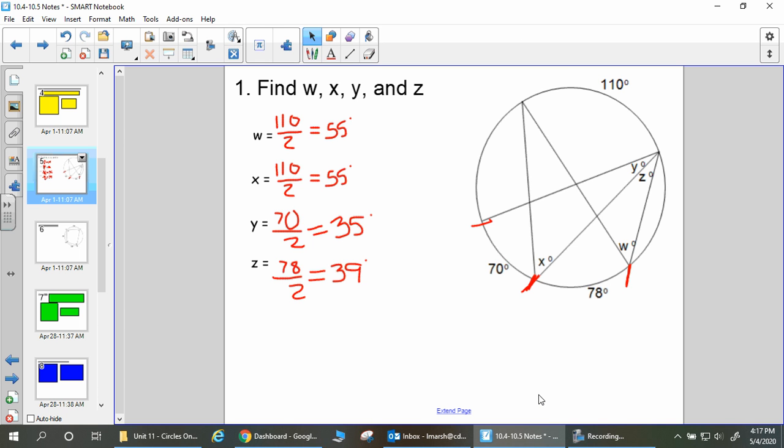They could have asked me for arc measures here, in which case they would have had to provide me an angle somewhere, and I would have simply taken that angle multiplied by 2, and that would provide me an arc measure, just to be clear.